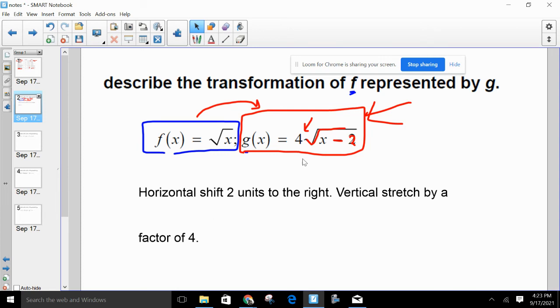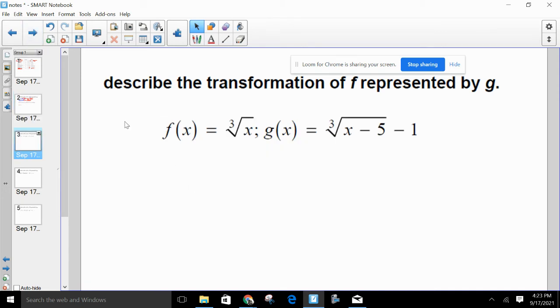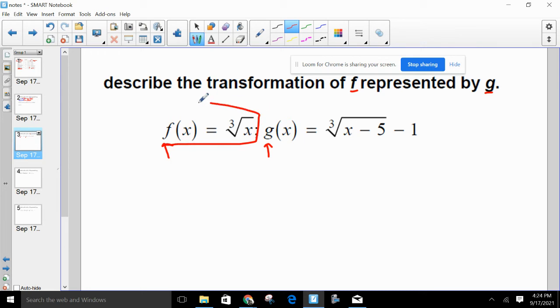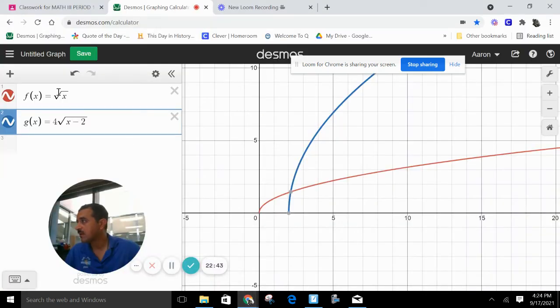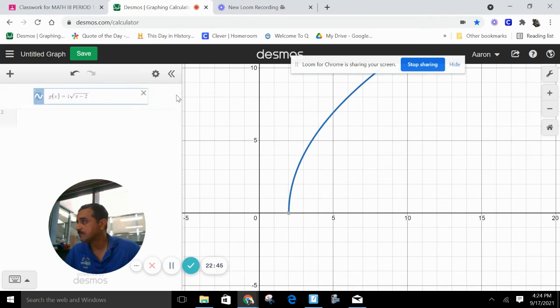Cool. Let's try a second one. One more. Here we have a cube root function now. Describe the transformation of f represented by g. Remember, f is just the name of the function, and g is the name of the child function right here. So here's the parent function of a cube root. Let me go ahead and change that on our graph. Let me make this into a cube root function.